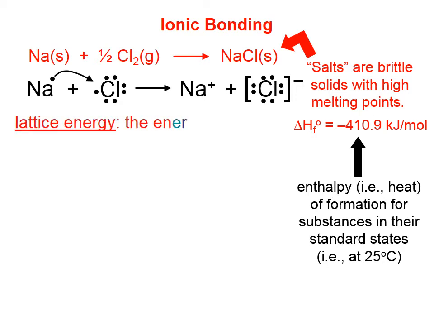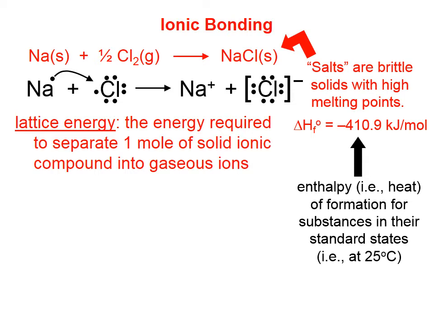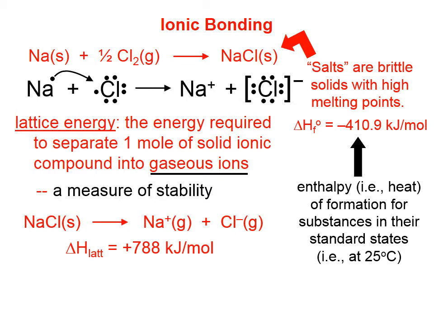a very stable material. Now, the lattice energy is the energy that would be required to separate 1 mole of solid ionic compound into gaseous ions. And the lattice energy is a measure of the stability of the ionic bond. Here's an equation that illustrates the idea of lattice energy. We start with NaCl as a compound, and if we add heat to it, notice the positive sign on the energy, then we can form gaseous ions.